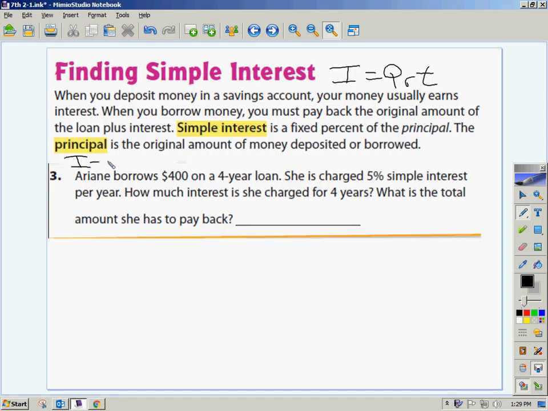I stands for interest. P stands for the principal, and we'll talk about what that means. R stands for the rate, that's going to be your percentage. And T stands for the time, and the time is always represented, in this case, in years. I equals PRT.